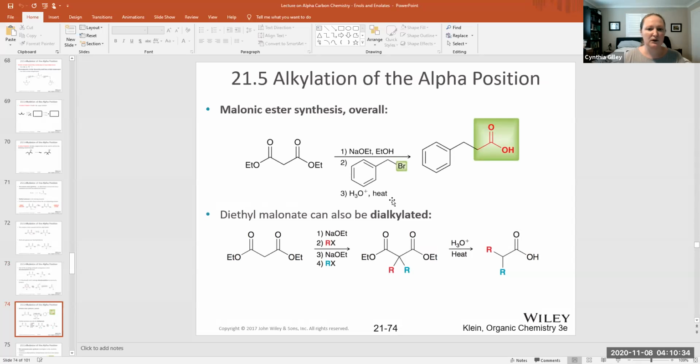Okay, so overall, we've used diethyl malonate and an unhindered alkyl halide to form a carboxylic acid. If we think about where the carbons come from, we have the carbons from the alkyl halide, shown here in black. This is our new carbon-carbon bond that we formed. And then the two carbons from the carboxylic acid and the alpha carbon come from diethyl malonate.